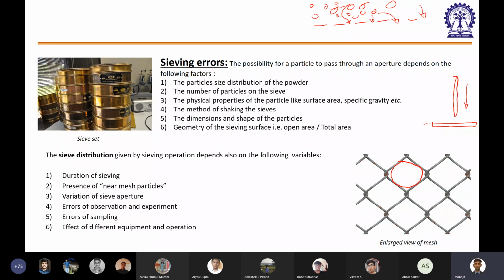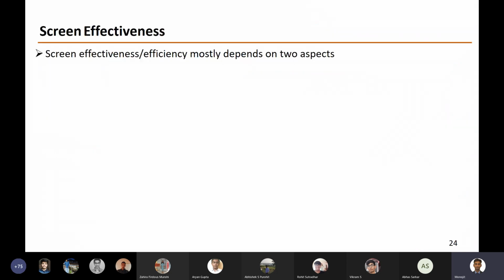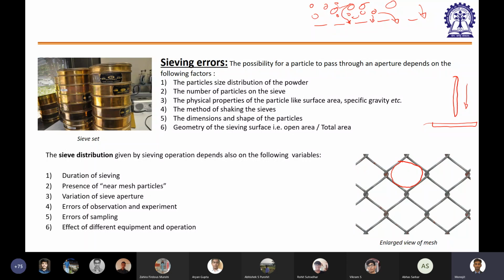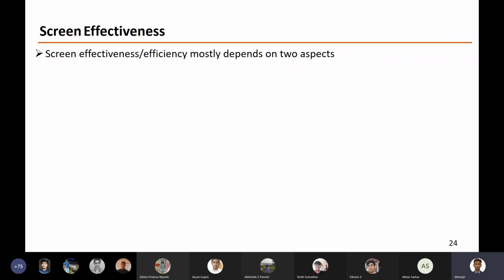So that's more or less the brief idea of the screen apertures, sieving, and all this stuff. Next class I'll start with the screen effectiveness. This is the interesting part. So try to be there in the next class, at least the next couple of classes. Otherwise, it would be difficult for you to understand on your own.